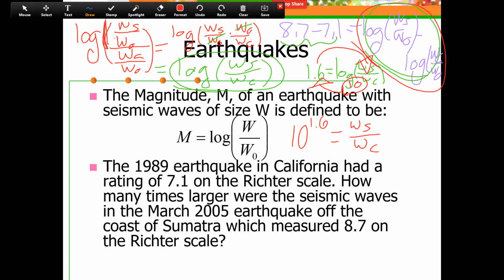What we come up with is that this expression is going to be equal to 39.8 times larger. So the division of those two, which is how many times larger the bigger one is, is 39.8. Now 39.8 times larger is a lot bigger, even though we only went up 1.6 on the Richter scale.